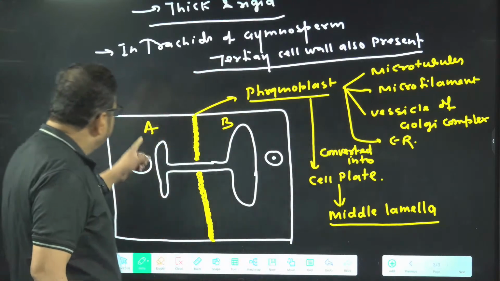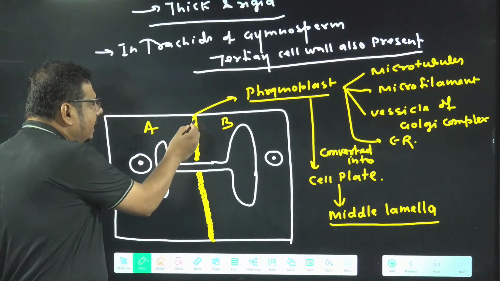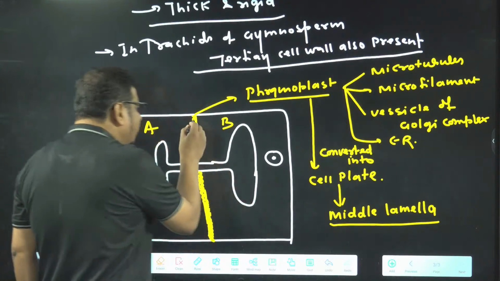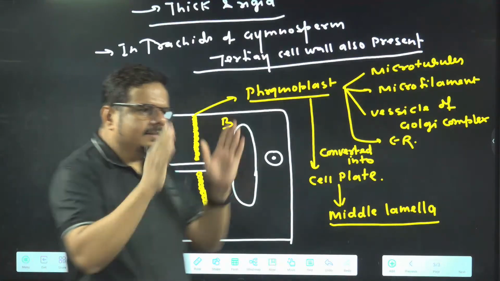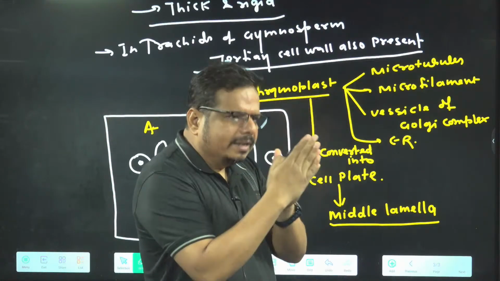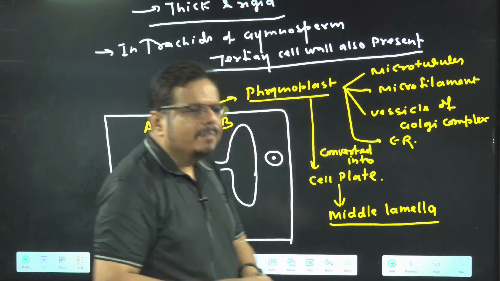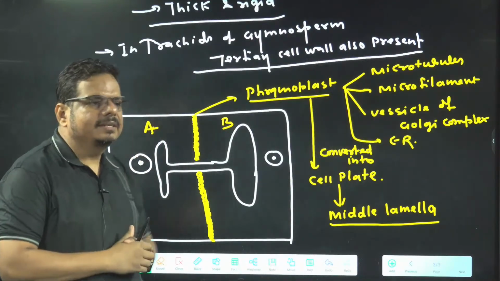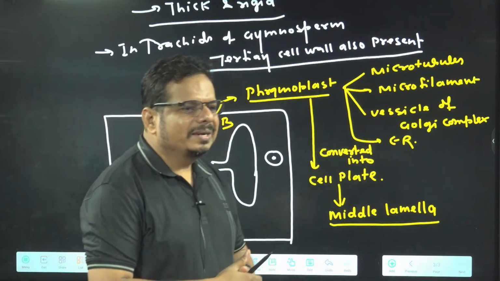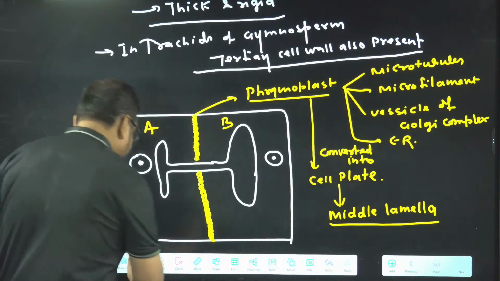And now this is cell A, this is cell B. I am telling you, this middle lamella is now a common wall between these two, or not? Like cement is present between two bricks, you will say cement belongs to both the bricks, na? Same way, this middle lamella is present between cell A and cell B. Is it clear in the mind? You are getting my point, what I want to convey, dear children. Is it all right?